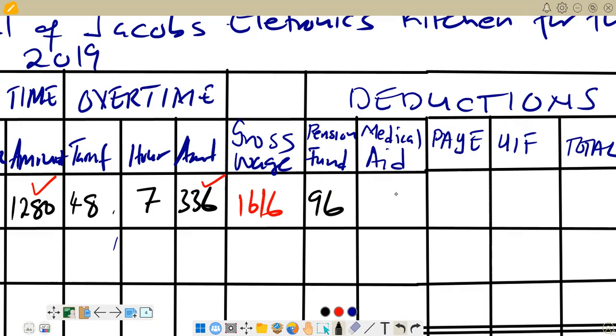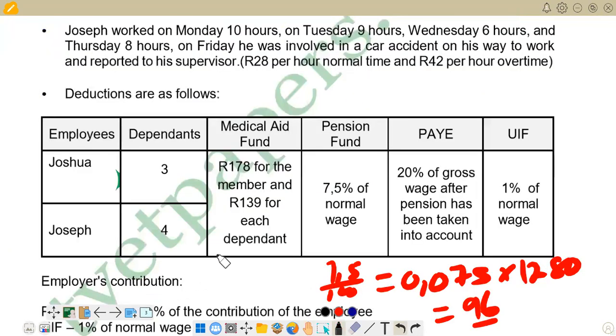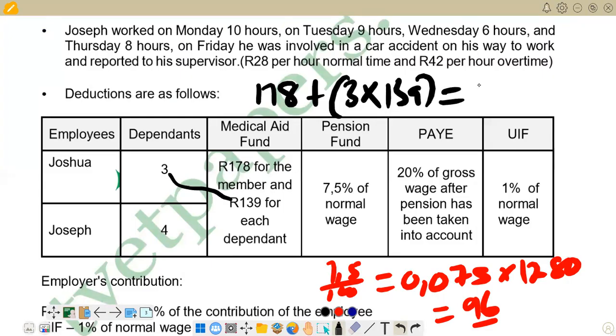96. Then for medical aid again, we go there to check the instruction. Medical aid is saying 178 rands for the member and 139 for each dependent. So Joshua has 3 dependents, so this one is linking to 3 times 139. Then obviously the member is only Joshua, so 178 plus the product of 3 times 139. So if you calculate that correctly, we are going to get 595.